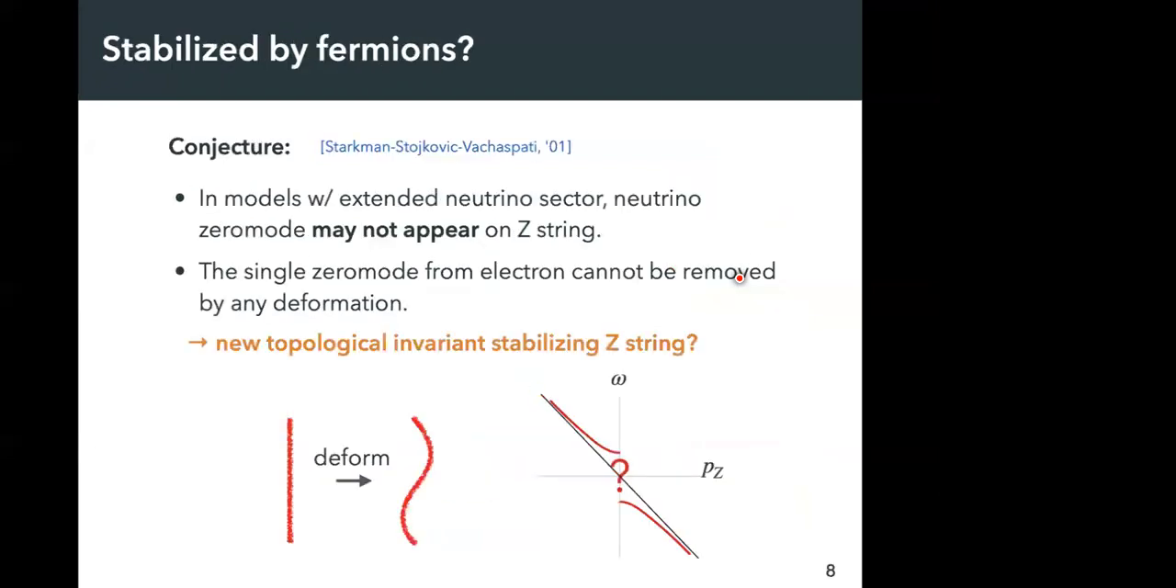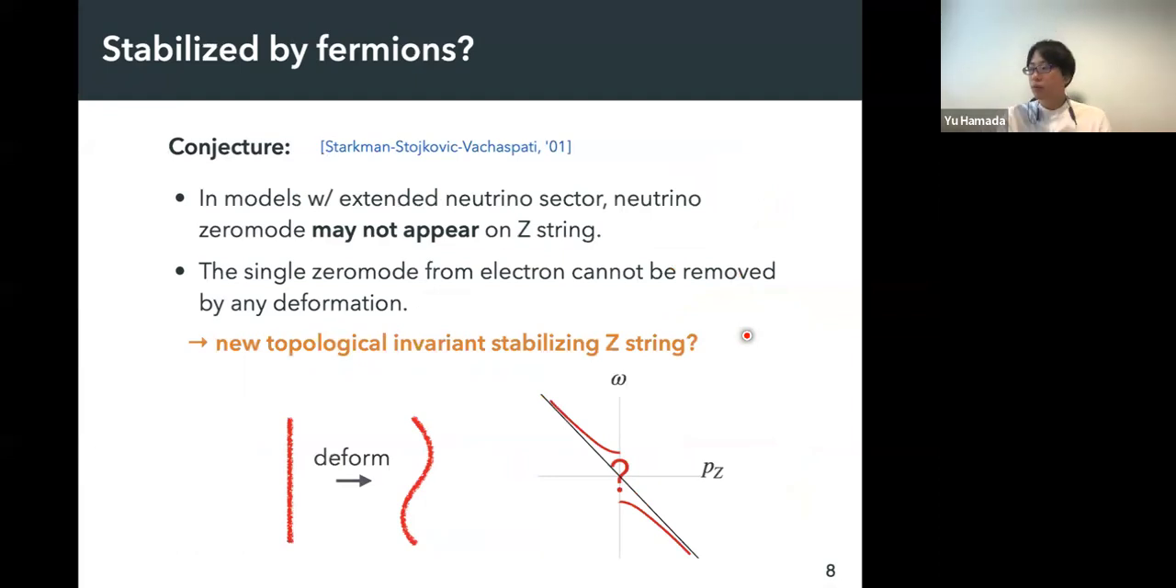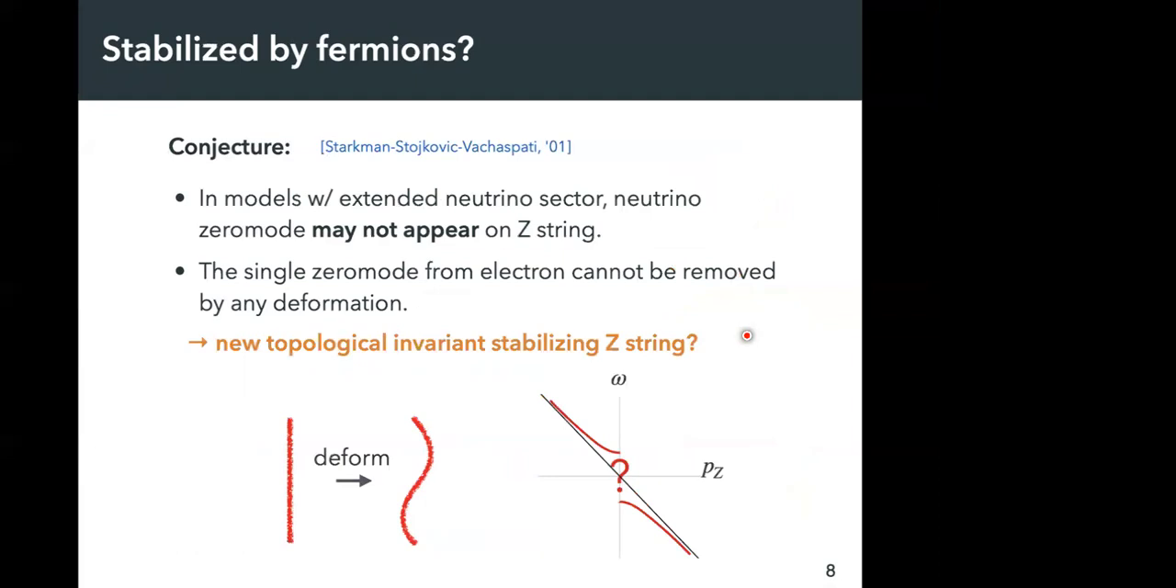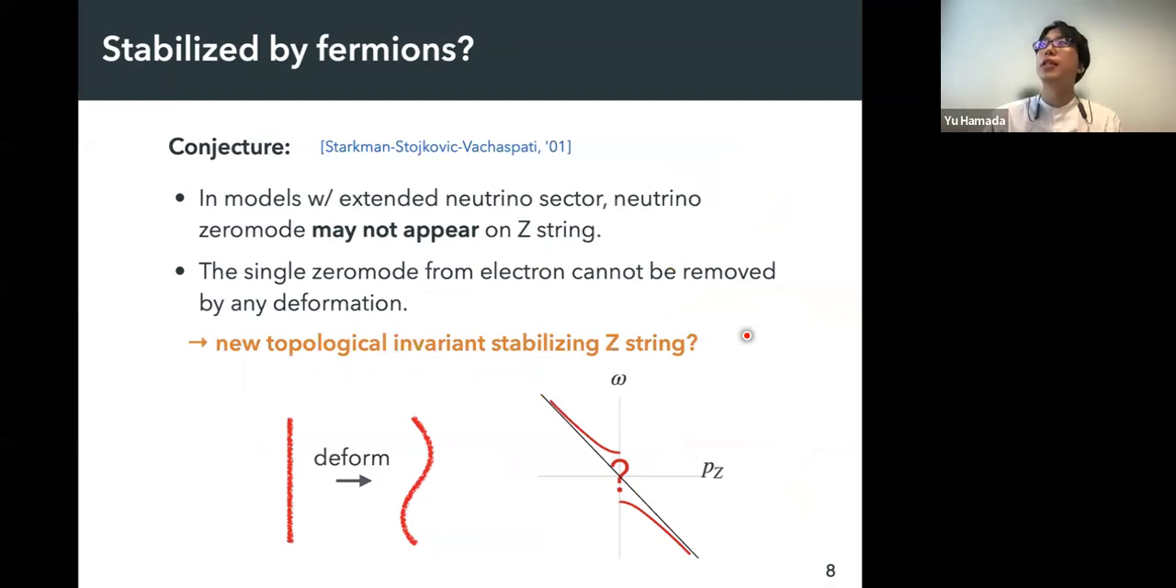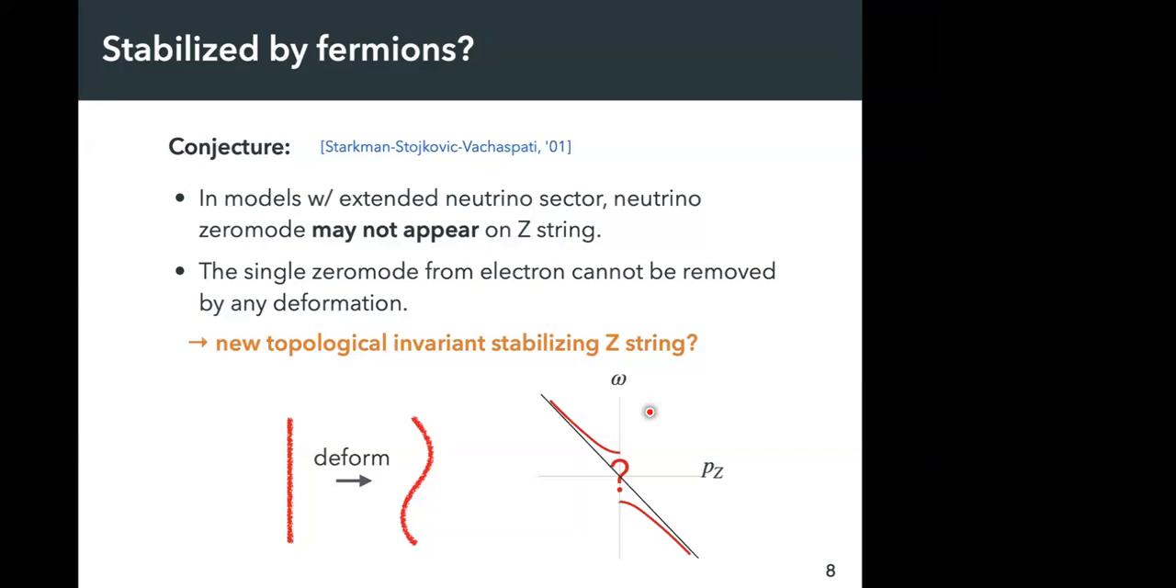I have a related question. In this single zero mode case, why can't it get mass? Okay, because there's no counterpart of this zero mode. In some sense, this two-dimensional theory is effectively described by one Weyl fermion, so we cannot write down a mass. Okay, I see. Thank you very much.